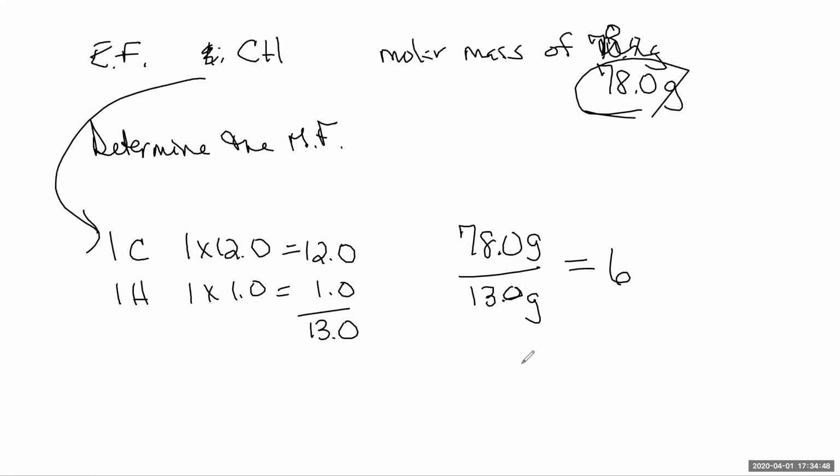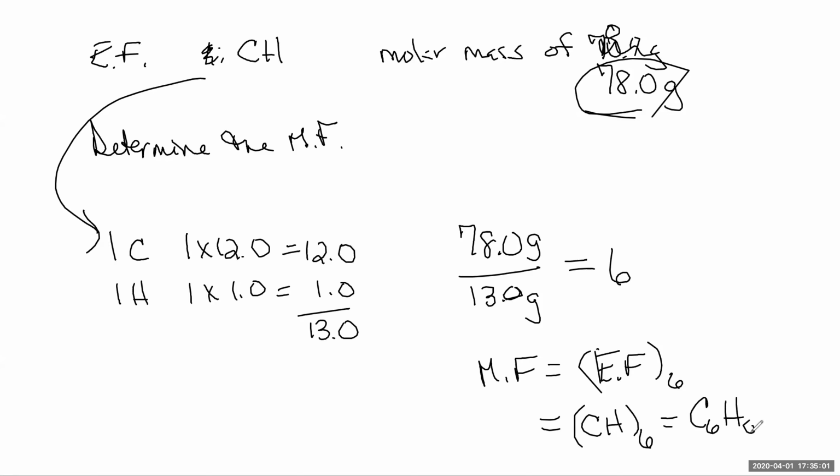So that tells me that my molecular formula is equal to my empirical formula times 6. So it's going to be CH times 6, or C6H6. Notice this is not a lowest whole number ratio, but the ratio C1H1 is maintained. 6 to 6 really is the same ratio of 1 to 1.